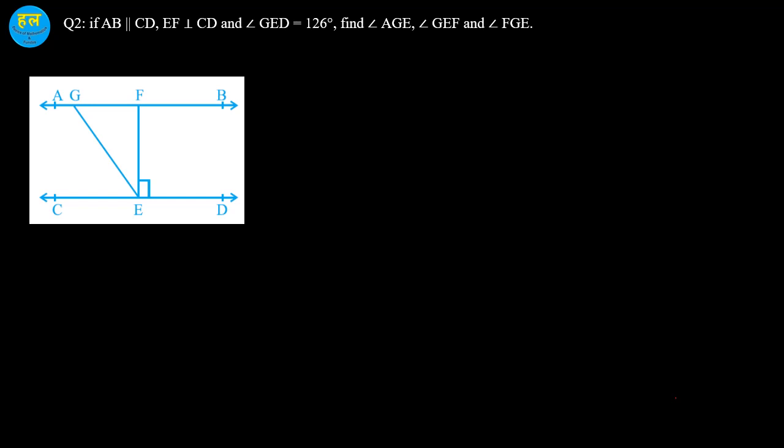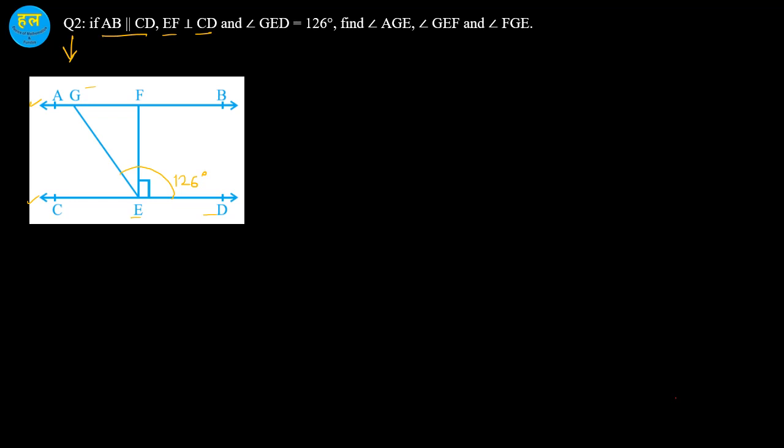Question number 2. In the figure given below, if AB is parallel to CD, that means these two lines are parallel. EF is perpendicular to CD. This line is perpendicular to CD. And angle GED, that means this angle, is 126 degree. Then we have to find angle AGE, angle GEF and angle FGE.